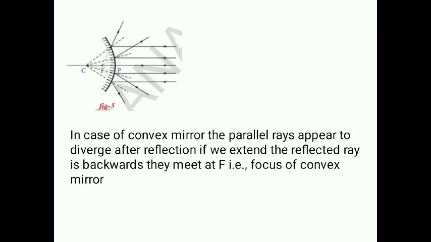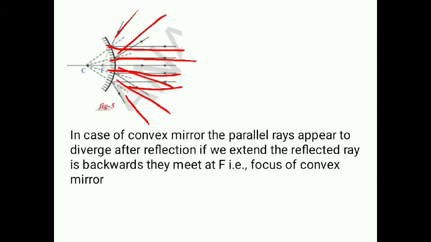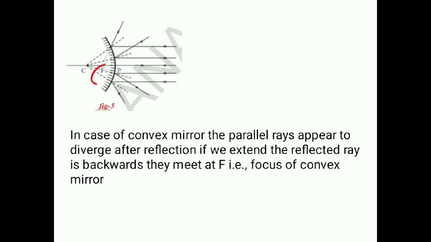Now in case of a convex mirror, all parallel rays appear to diverge after reflection. If we extend these reflected rays backwards, they meet at a point, and that point is called the focal point. So as shown in the figure, F is the focal point of the convex mirror.